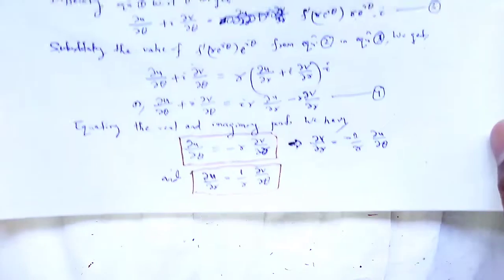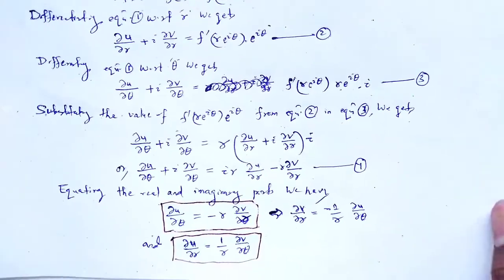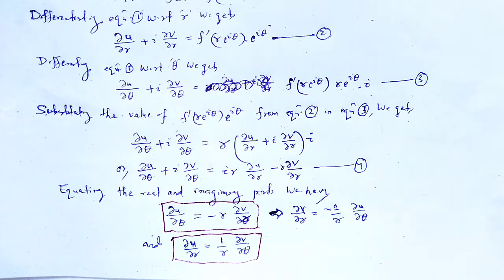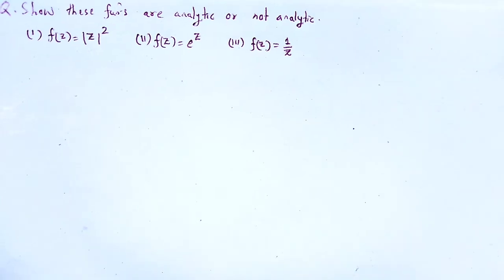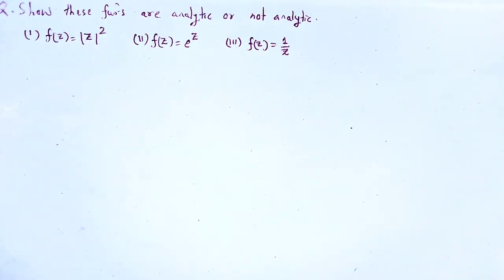Now, we have to take some examples related to analytic functions, by taking some questions to show whether these functions are analytic or not. We use the Cauchy-Riemann equations for the necessary condition and the existence of the partial derivatives for the sufficient condition.